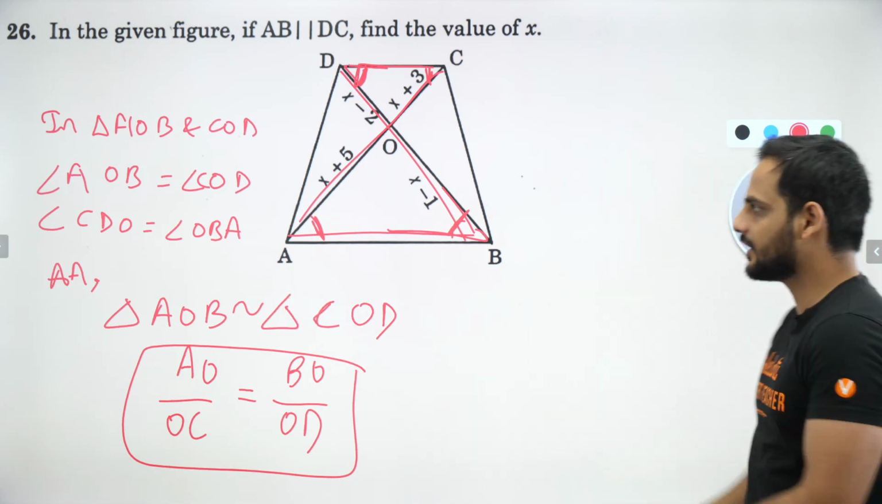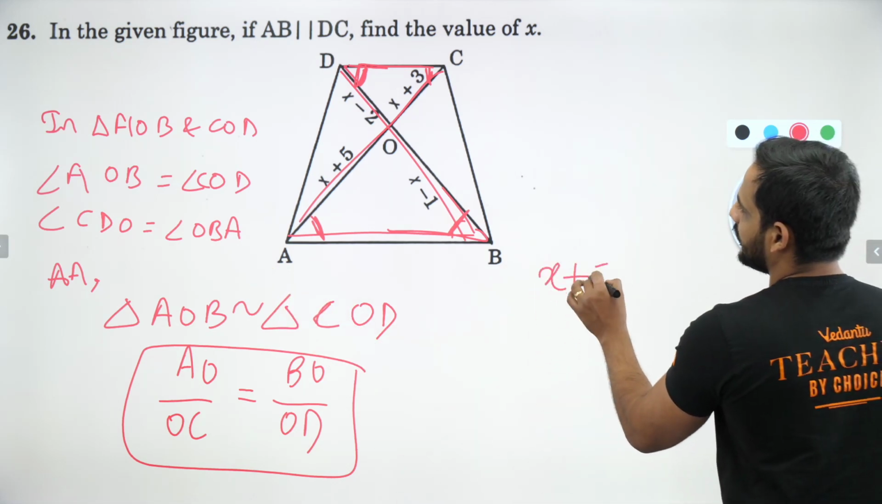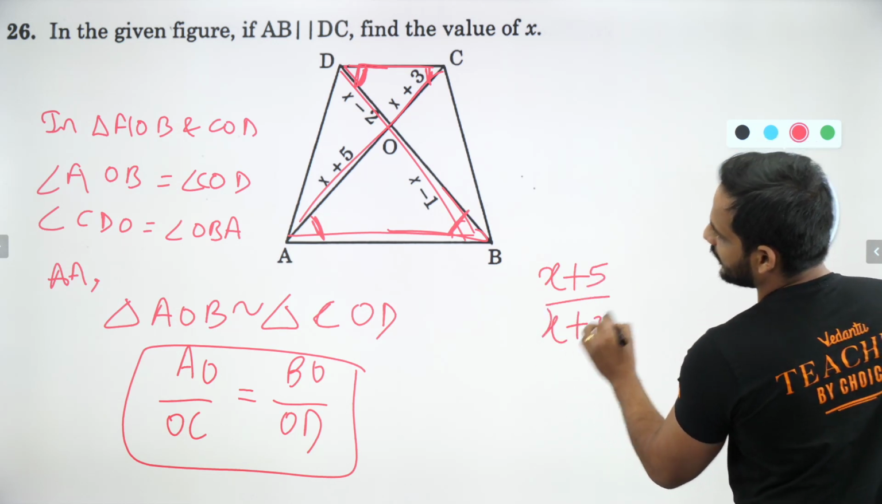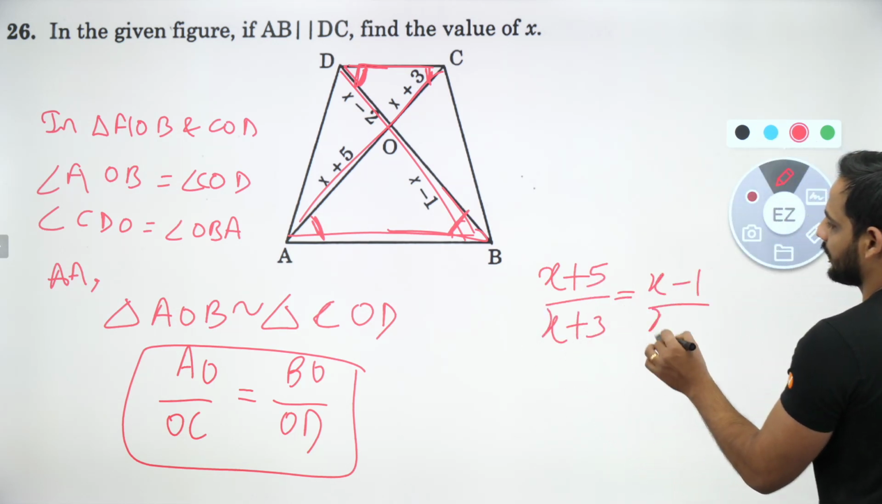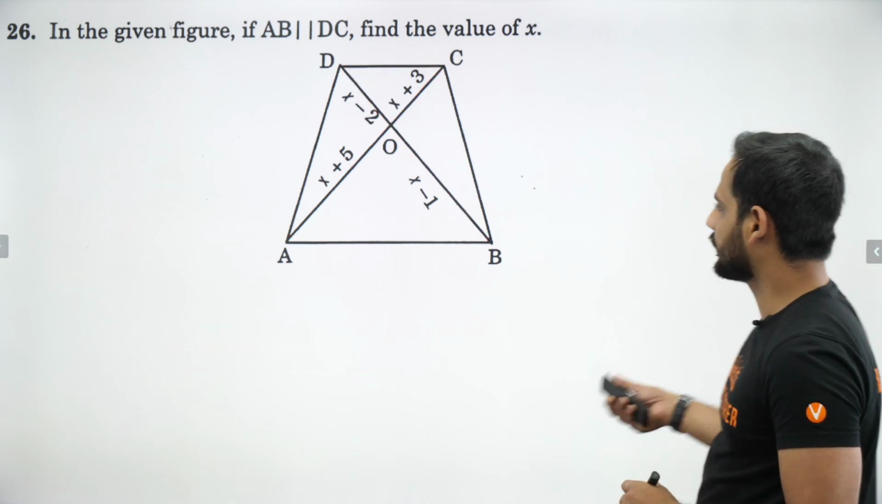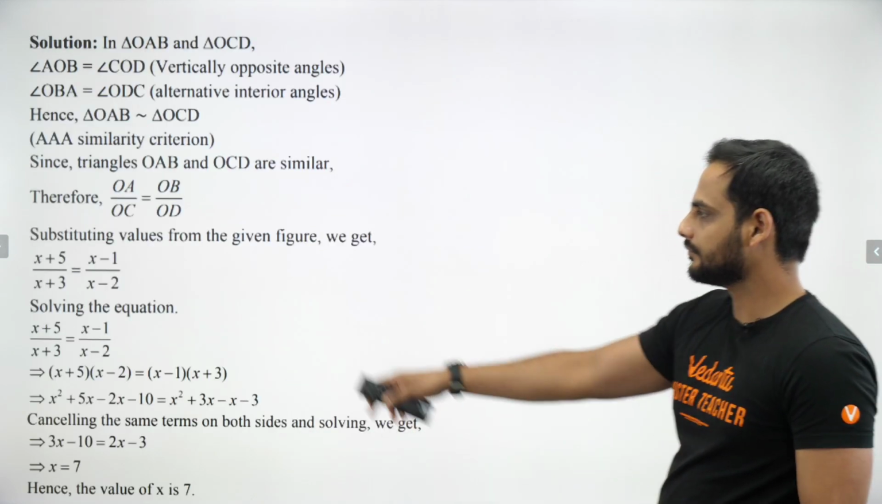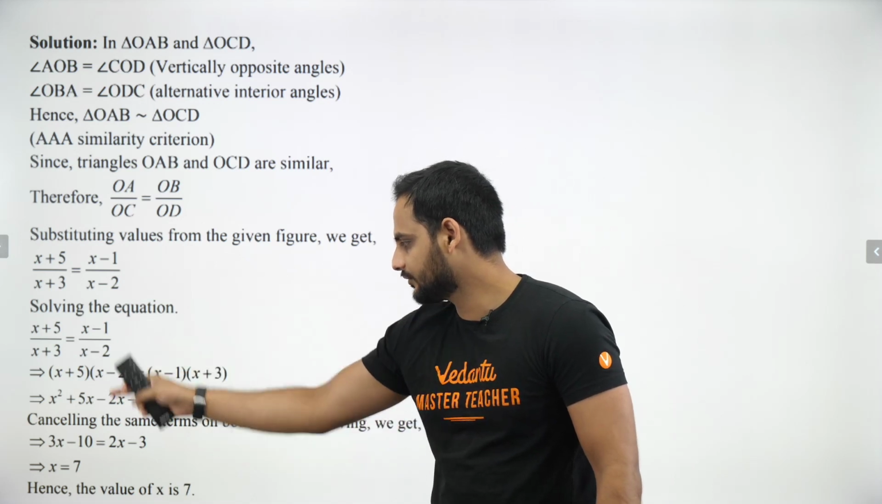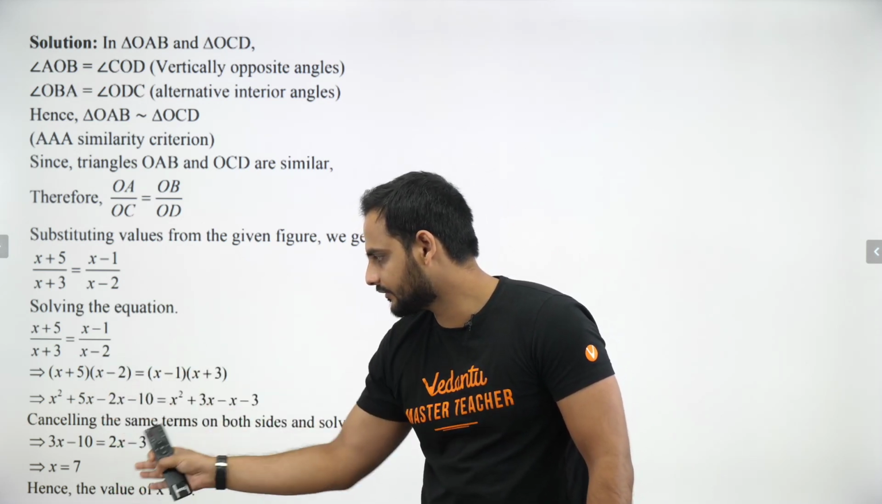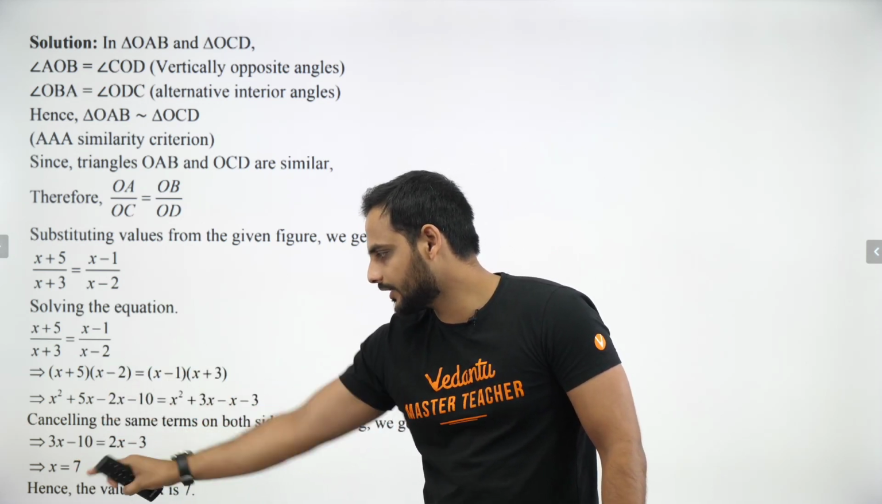ठीक है? Now make the equation, so you will get x plus 5 upon x plus 3 is equal to x minus 1 upon x minus 2. ठीक है? ये वाली इक्वेशन सॉल्व करोगे, you will get your answer. Okay, क्रॉस मल्टीप्लाई, solve this. अच्छा, x square cancel हो गया. 3x minus 10 is 2x minus 3, x is equal to 7.